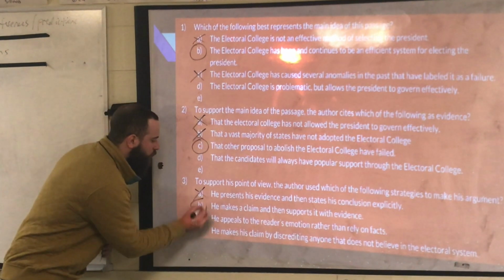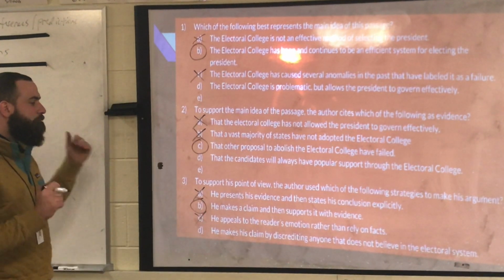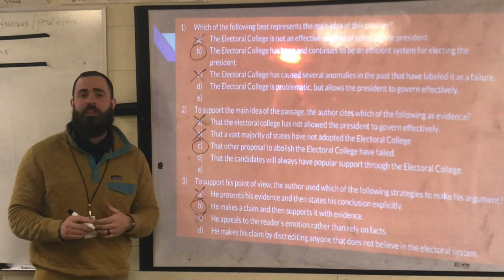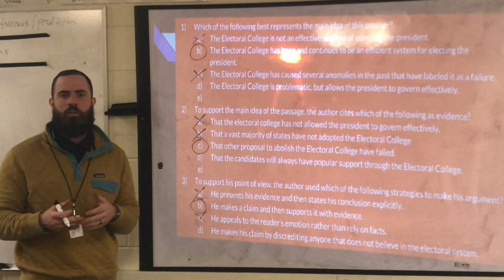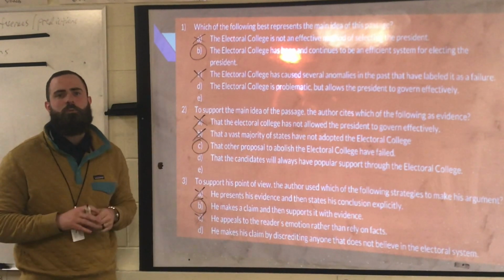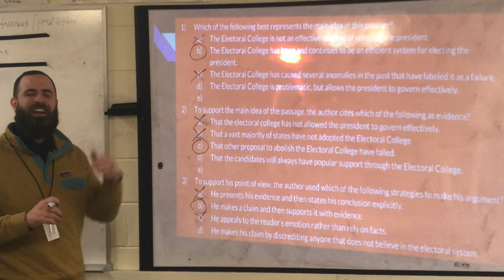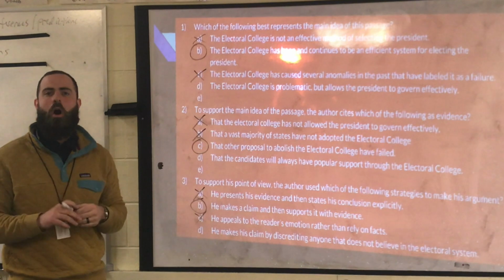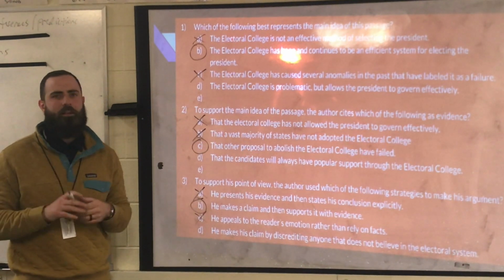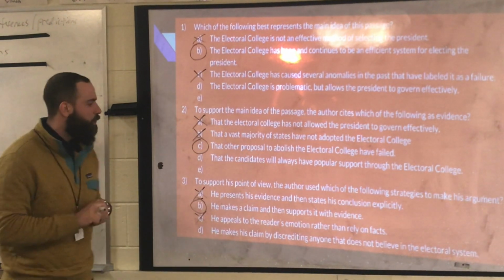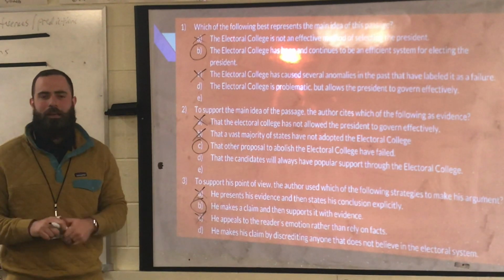And when I look those over, B is going to be our best bet. He makes a claim and then supports it with evidence. That's the argument structure. We identified that first sentence was our claim, our argument, the thing our author was trying to prove. And then after that, he lists all of the facts, all of the evidence to support that claim. So when I break that down, B is going to be our best answer.